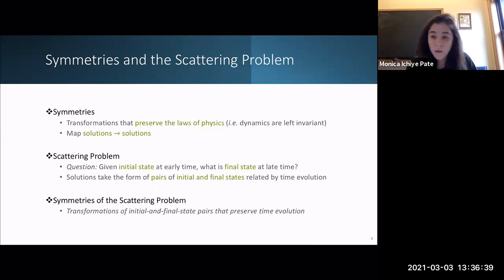Then the scattering problem is the answer to the question, given an initial state at some very early time, what is the final state at some very late time? In this context, solutions take the form of pairs of initial and final states that are related by time evolution. If we put these two ideas together, then we find that symmetries in the context of a scattering problem are transformations of initial and final state pairs that preserve time evolution. To reiterate, if we have an initial and final state pair that are related by time evolution and we act with a symmetry, then we obtain a new pair of initial and final states that are still related by time evolution.